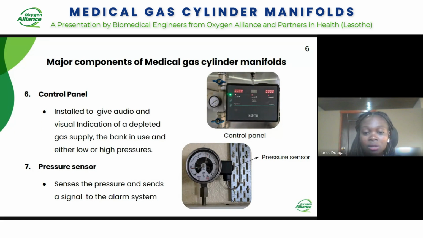And the indicators, the LEDs, are there, as you can see in the control panel. It gives the LEDs, or it also gives you an alert through audio. Like I've said, there's an alarm contained in the control panel. And you also have a pressure sensor. There are different views of the pressure sensor, but this is just one of the pressure sensors that you can see out there. The pressure sensor is there to sense the pressure, and it sends a signal to the alarm system or the control panel for it to indicate that we have either a low or a high pressure within the system or within the pipeline.